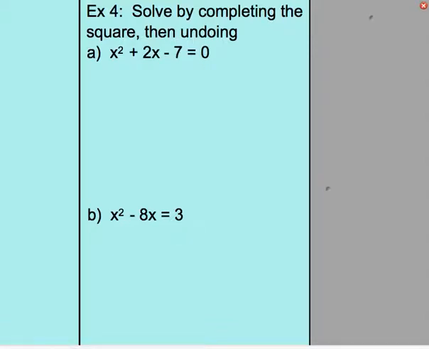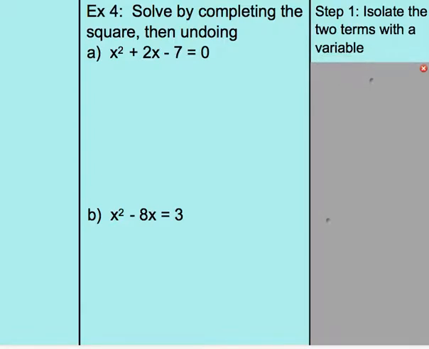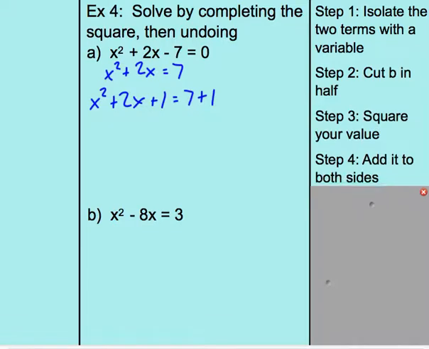When we've got an equation, the first thing we need to do is isolate the terms with a variable. So I'm going to add the 7 to both sides. And then I'm going to complete the square. So I'm going to cut the 2 in half, square it, and add it. This time I have to add it to both sides in order to balance the equation. Because whatever you do to one side, you have to do to the other.